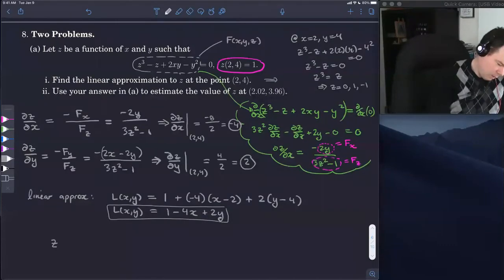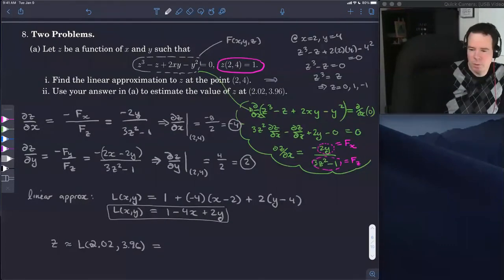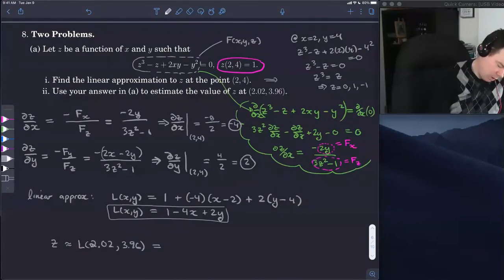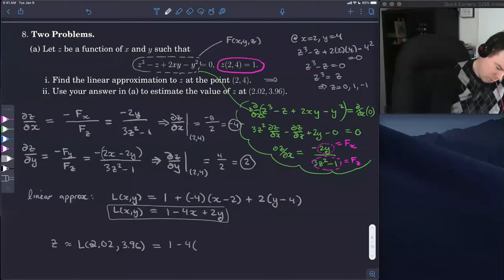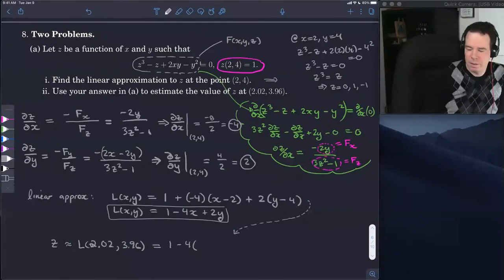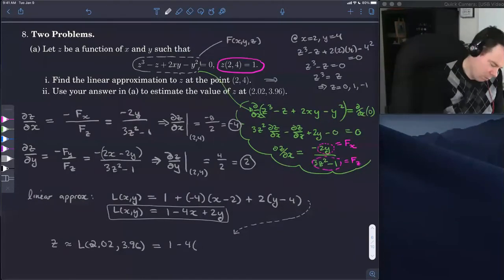So z is approximately given by the corresponding linear approximation values, 3.96. Okay, so this is the value we want to find. What is our corresponding z value at these x, y values? That's given roughly by the z value on the linear approximation. So then I get 1 minus 4 times. And this is where I much prefer to use the line before. So I'm going to use this line before here. The reason I much prefer to use that is because it's got the difference in there, and that's really what we care about, these differences.